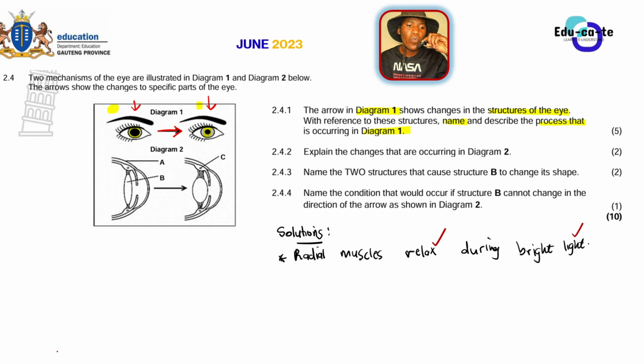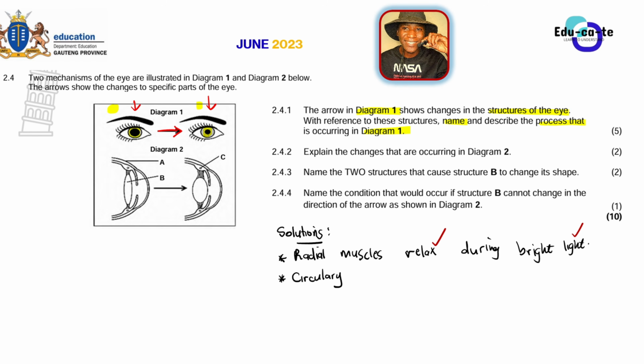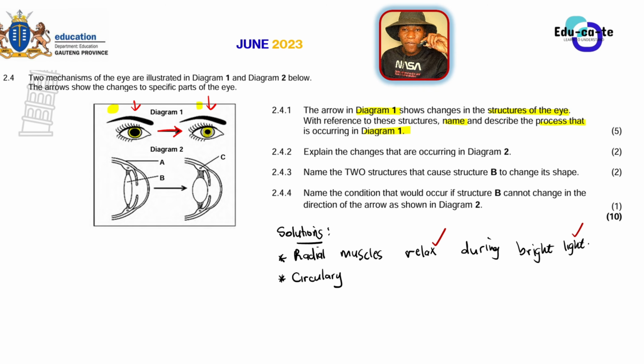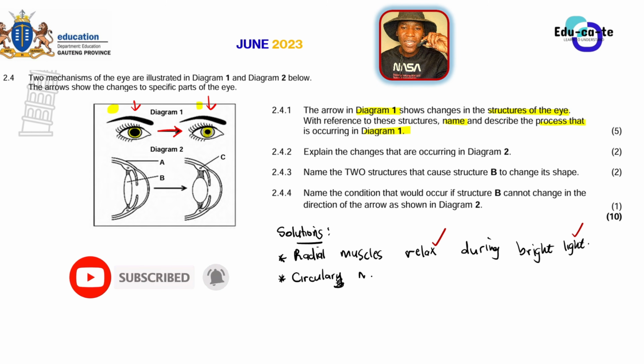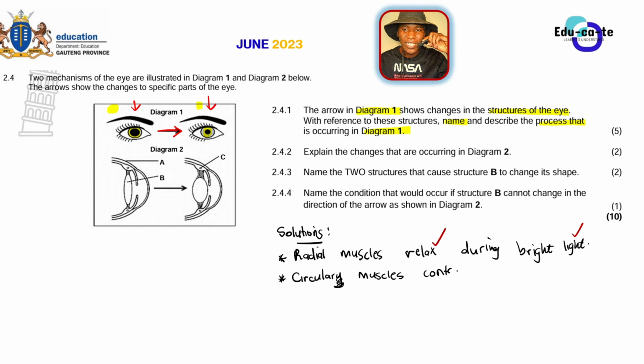When these radial muscles relax, we know that the circular muscles do the opposite. The opposite of relaxing is contracting. So when radial muscles relax, the circular muscles, the circular, not ciliary, contract. Please make sure that you don't make a mistake. The ciliary muscles are found in the accommodation mechanism. Here we have circular muscles that contract. And when these circular muscles contract, what will happen? Remember, when radial muscles relax, circular muscles will contract.